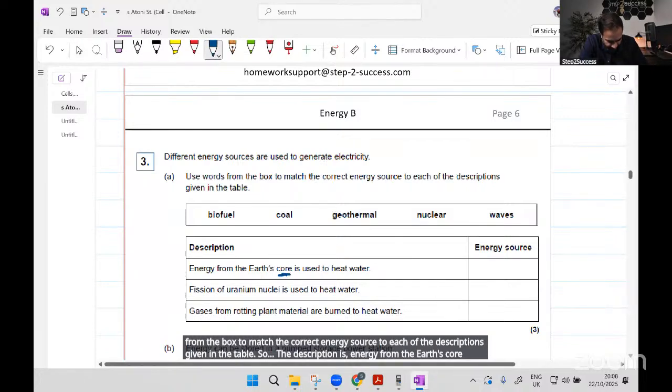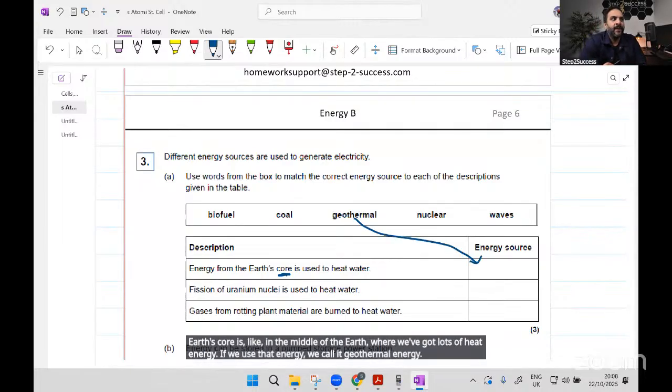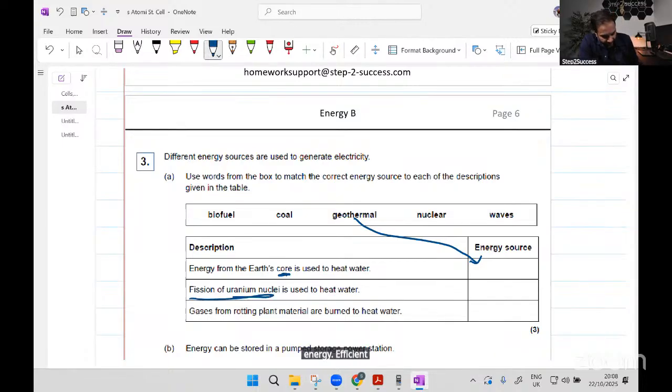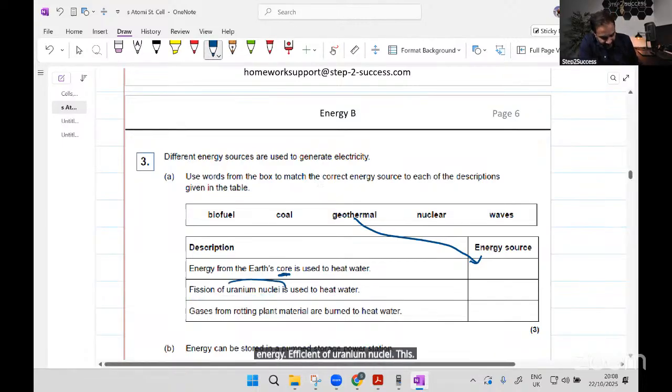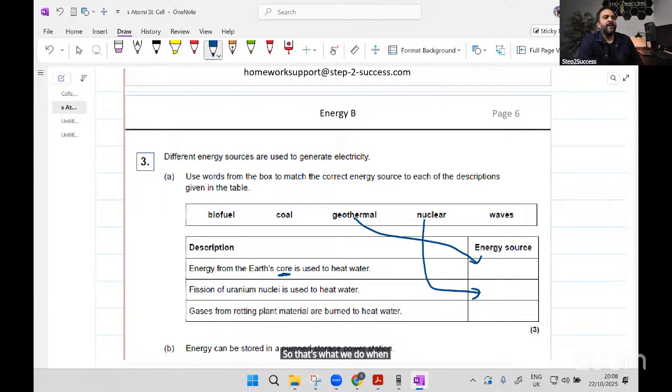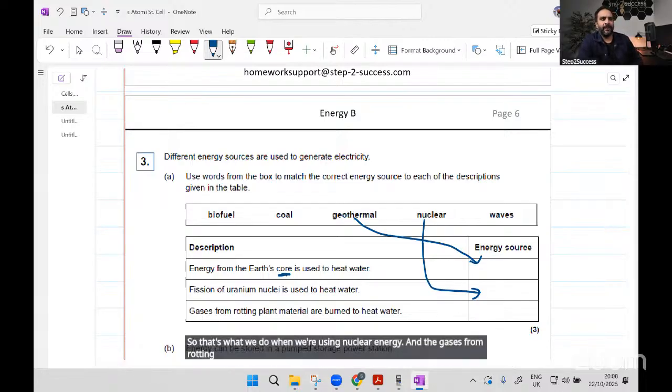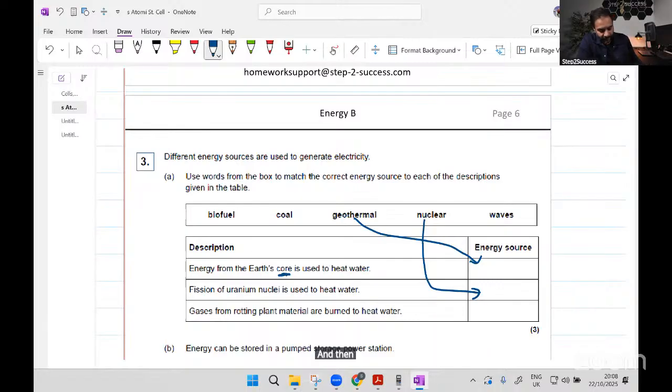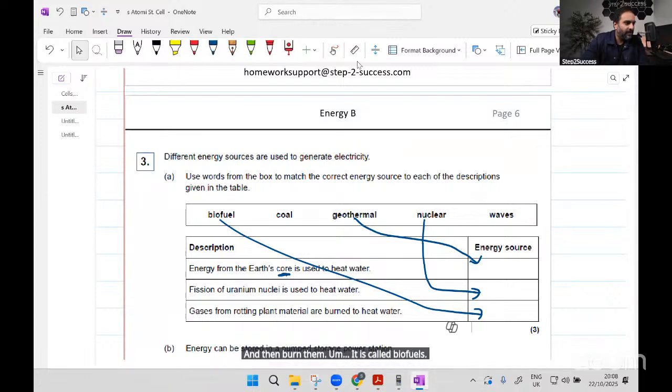The Earth's core is like in the middle of the Earth where we've got lots of heat energy. If we use that energy, we call it geothermal energy. Fission of uranium nuclei. This uranium is a radioactive nuclear substance. So that's what we do when we're using nuclear energy. And the gases from rotting plant material are burned to heat water. When we grow plants and then burn them, it is called biofuel. That's what that is referring to.